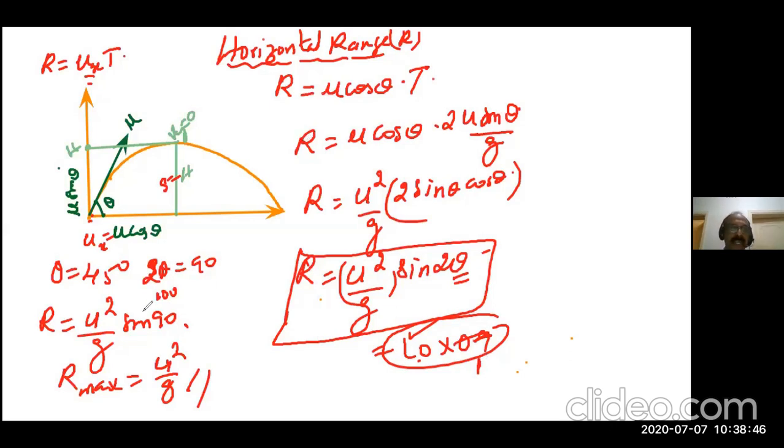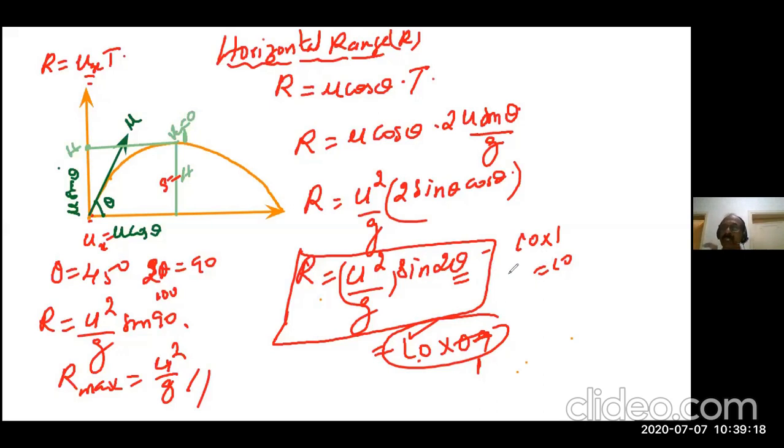That means when sine 2 theta is 1 only, the maximum value of U squared by G will come. Any other values of theta, if you substitute, the sine will be less than 1. So the product will be less than U squared by G. That's the example I told you. Suppose U squared by G is 10. Sine 2 theta is 1 means you will get 10. But if sine 2 theta is 0.9, then 10 into 0.9, 9 will come. Clear?